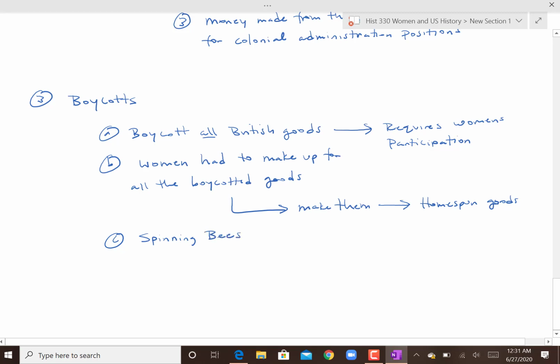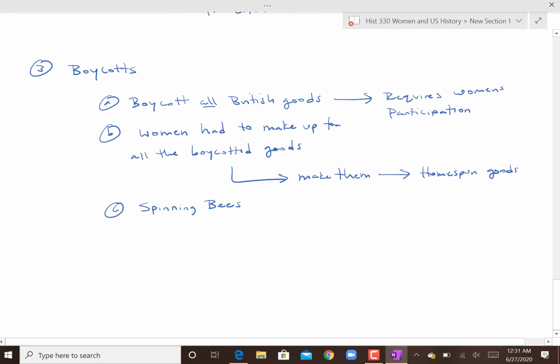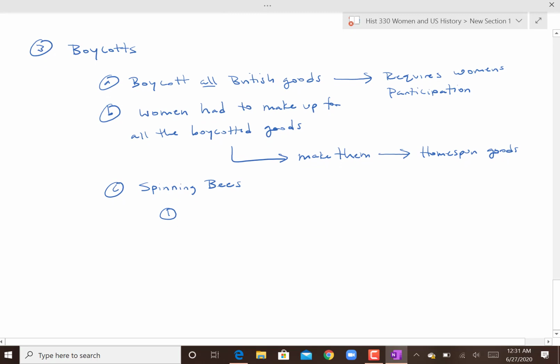Spinning bees were a way to essentially deal with the homespun goods and be successful with that. The women who still had their spinning wheels pulled them out and taught the younger women, because the reality was most of the younger women had not done that anymore.